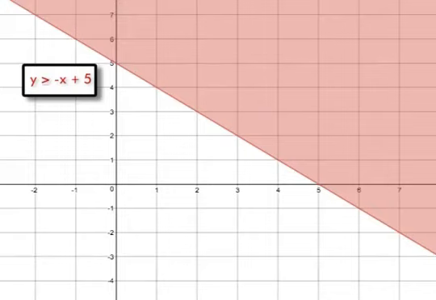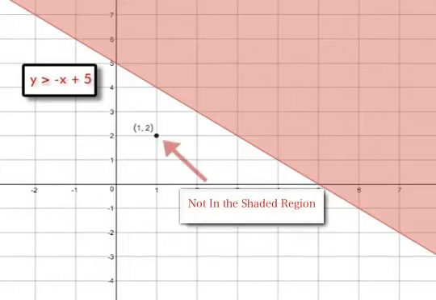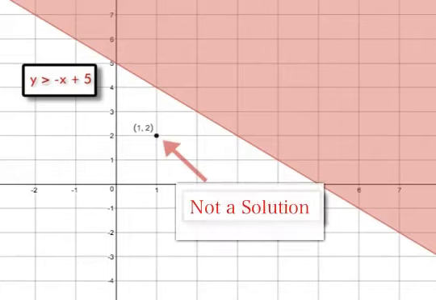So now what I can do is I can take any point I like, let's say the point (1, 2), and I can determine if that point is a solution to the inequality y is greater than or equal to negative x plus 5. And I have two ways of doing it. Graphically, all I have to do is look and see if the point is in the shaded region. So in this case, that could mean on the line or above the line. But as we see, the point is not in the shaded region, so we would say the point (1, 2) is not a solution to the inequality.